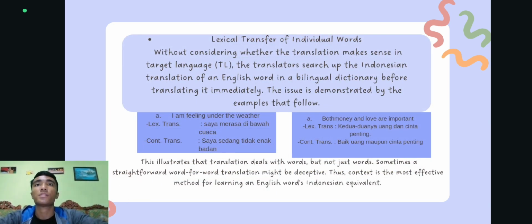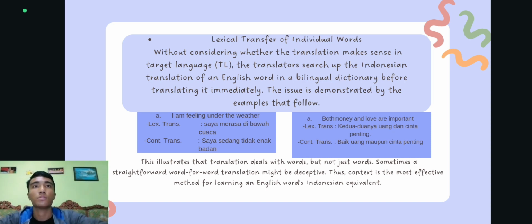Okay, now the lexical transfer of individual words. Without considering whether the translation makes sense in the target language or TL, the translator searches up the Indonesian translation of an English word in a bilingual dictionary before translating it immediately. Here are the examples for you guys. First, I am feeling under the weather. In lexical translation, "saya merasa di bawah cuaca", but in contextual translation, "saya sedang tidak enak badan".